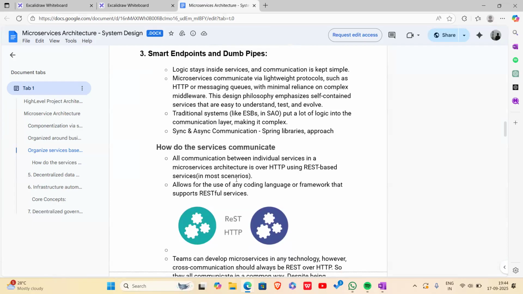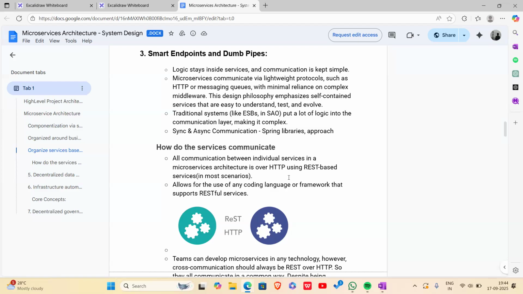How do these microservices communicate from one to another? All communication between individual services in a microservice architecture is over HTTP, using REST-based services in most scenarios. This allows the use of any coding language or framework that supports RESTful services.